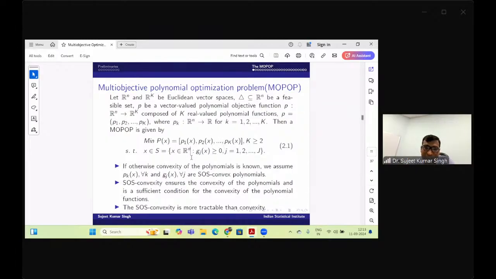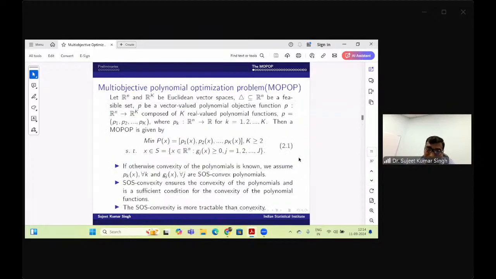And here we have an assumption that if the convexity of these polynomials Pi and Gj is known, then perfect. If not known, then we assume that these polynomials can be expressed as sum of squares polynomials, because sum of squares representation ensures the convexity. That is our assumption. The reason is that SOS convexity ensures the convexity, so it is a sufficient condition, a stronger condition than convexity itself, but it is more tractable than convexity itself. So that is basically the benefit also. It is stronger with the additional benefit of tractability.